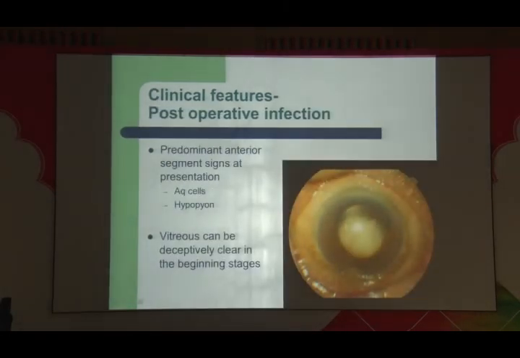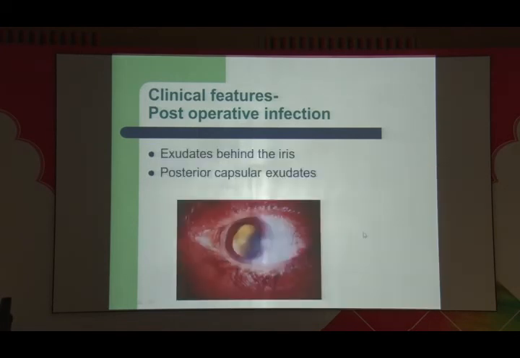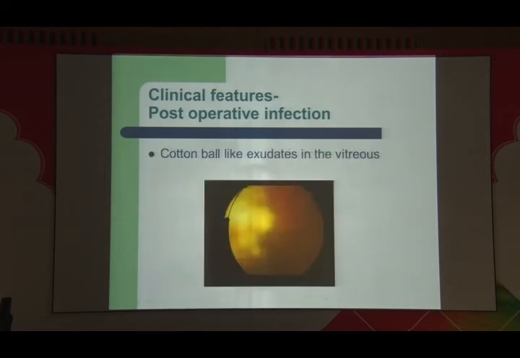And this is one of our cases who presented to us with blurred vision, and inflammation was predominantly in the pupillary area. You can see fixed fibrinous exudates and hypopyon here, and the vitreous seemed to be clear, but it was deceptively clear in this scenario. And you can see in fungal endophthalmitis, exudate behind the iris or maybe along the iris plane also, or it could be posterior capsular exudates sequestered in the bag, or there could be cotton ball-like exudates in the vitreous cavity.